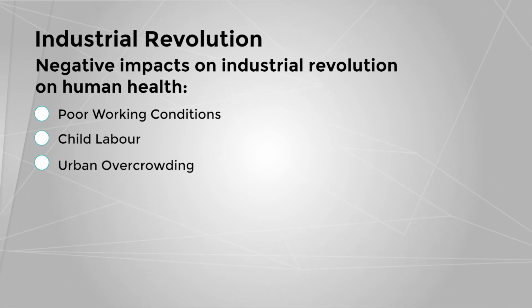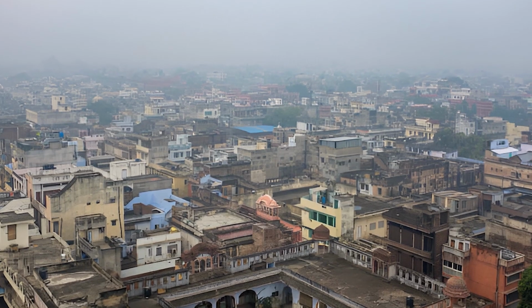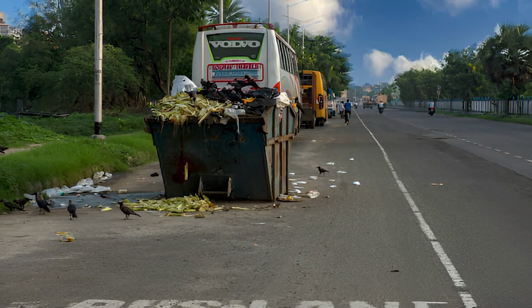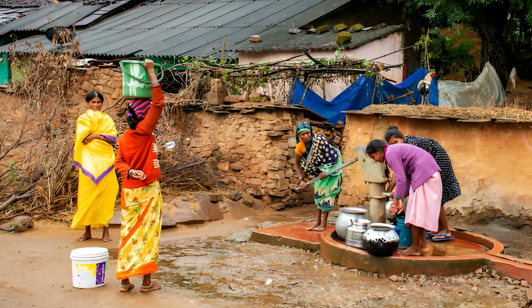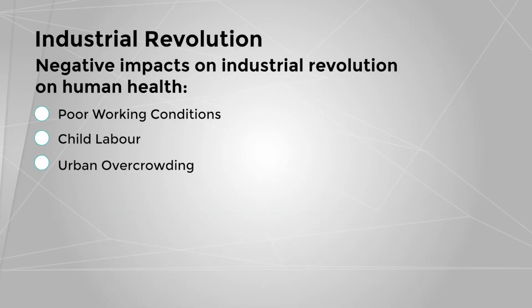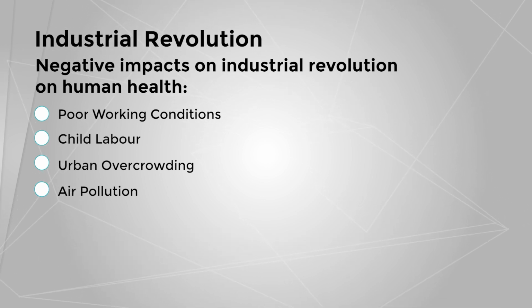Urban overcrowding. Rapid urbanization led to overcrowded cities with inadequate housing, poor sanitation, and limited access to clean water, contributing to the spread of infectious diseases. Air pollution. The increase in coal burning and industrial emissions resulted in a significant rise in air pollution.